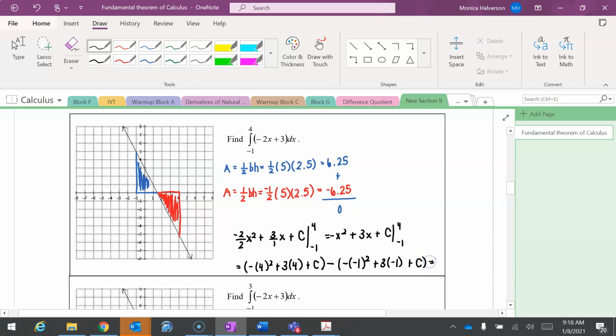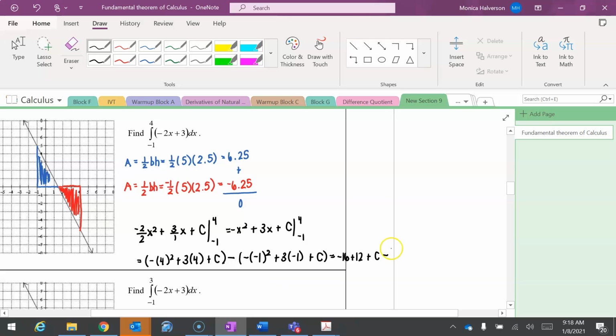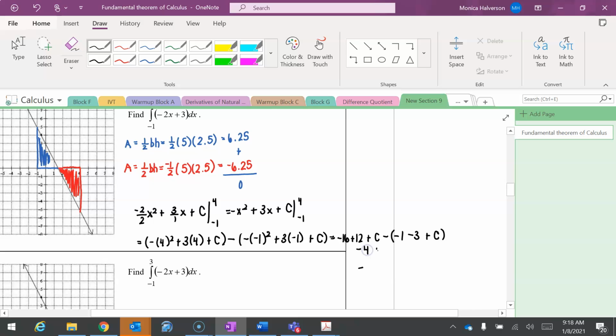All right, so we'd get -16 plus 12 plus c minus -1 minus 3 plus c. So we'd get -4 plus c plus 4 minus c, which equals 0. The same exact answer. So this represents exactly what you've been asked to find.